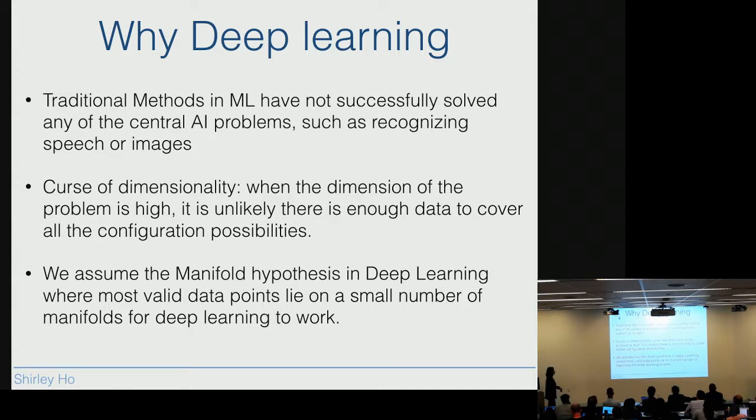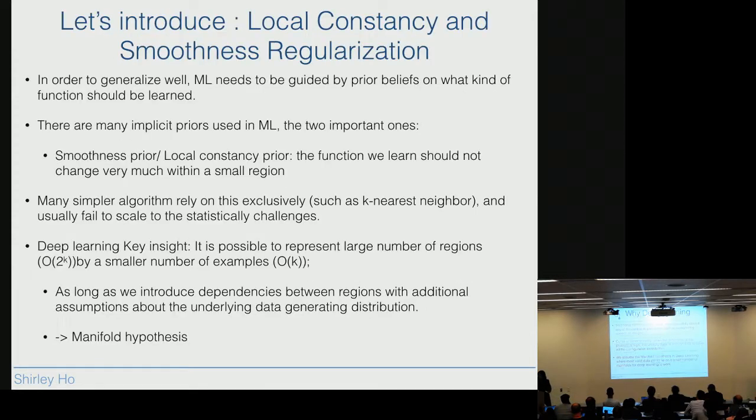And we assume something called the manifold hypothesis in deep learning, where most valid data points lie on a small number of manifolds. And that's why we think deep learning will work. Let me tell you a little bit why. This is the reason why original ML works, which is something called local constancy, or smoothness regularization. What it means, and I'm going to run through this quite quickly, is that the function you learn should not change very much within a small region. So this is what traditional ML assumes.